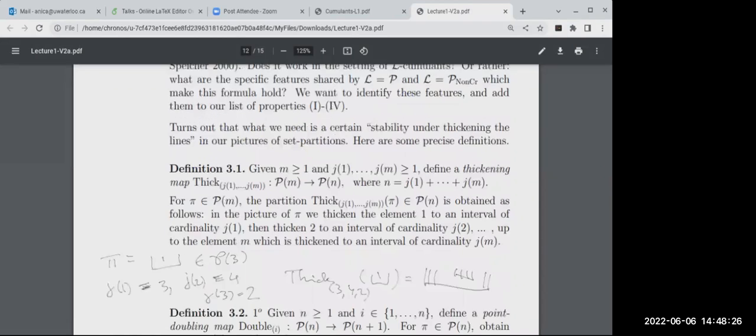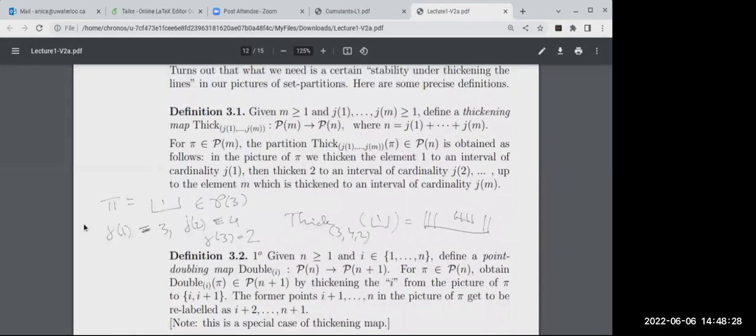So what you do is the following. Formalize it like this: take an m-tuple of positive integers where the sum is n. Then you have a thickening map, which takes any partition P in P of m and thickens some of the points so that it becomes a partition in P of n.